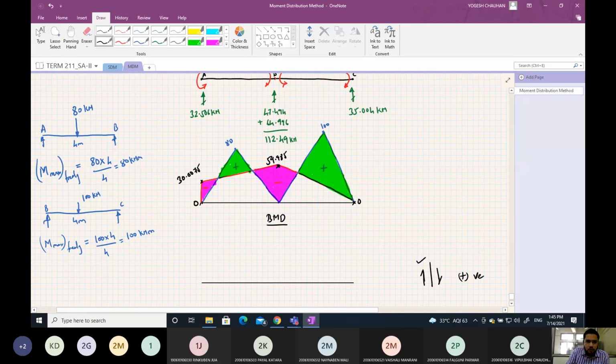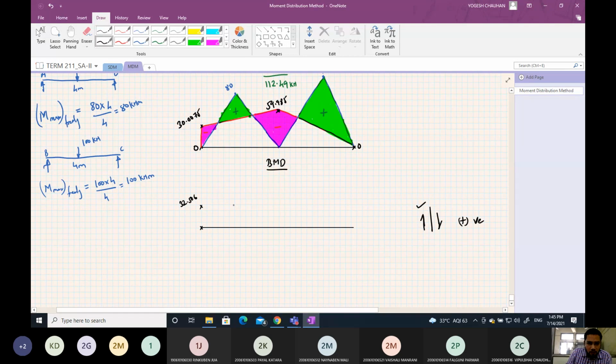As we are just to the left of A, the shear force is 0 because there is no force. As you just cross point A, this upward force is acting, and as per sign convention, upward is positive. So this will be 32.506. Then as we move, there is no load, and then at mid span there is 80 kilonewton point load. So 32.506 minus 80, that is minus 47.